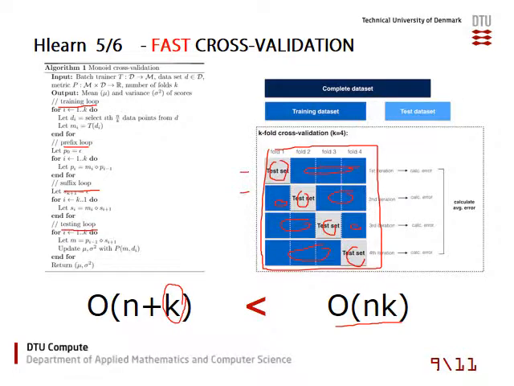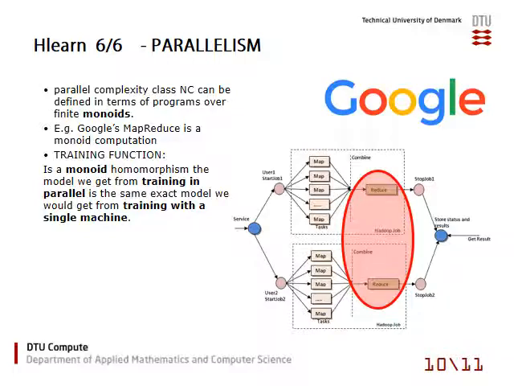After that, another algorithm concerns the concept of parallelism, and it's well known that the parallel complexity class NC can be defined in terms of programs over finite monoids. One example is Google MapReduce, which is a monoid computation, and the training function that can be implemented in parallel is a monoid homomorphism. So the model we get from training in parallel is the exact same model we would get from training on a single machine. And this is a good thing.